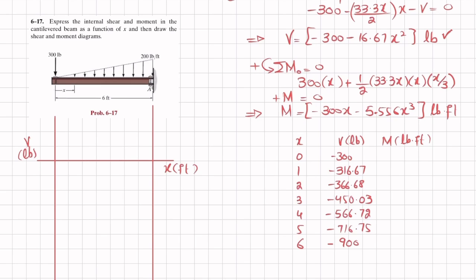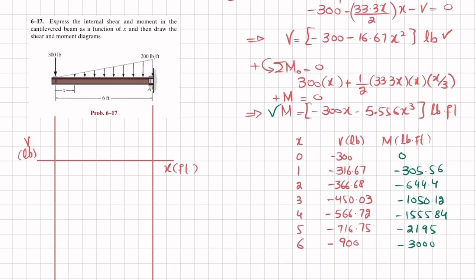Okay, same if you put the value of x in this moment equation. Clear? For x is equal to 0, this will give you 0. For x is equal to 1, minus 305.56. Similarly, minus 644.4, minus 1050.12, minus 1555.84, minus 2195, and for x is equal to 6 it will be minus 3000.